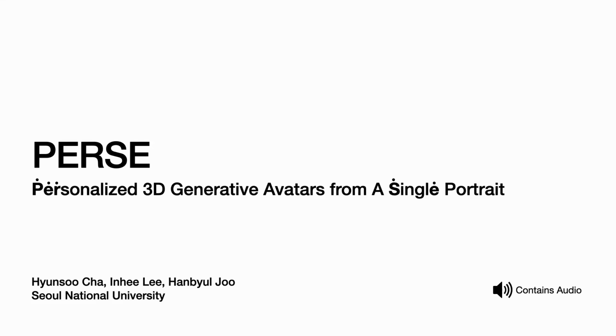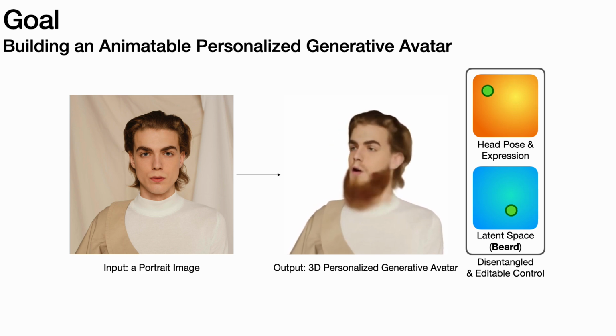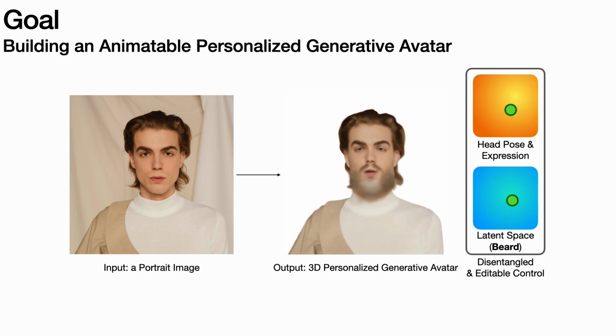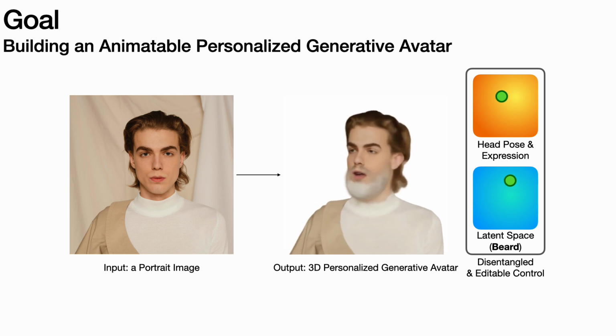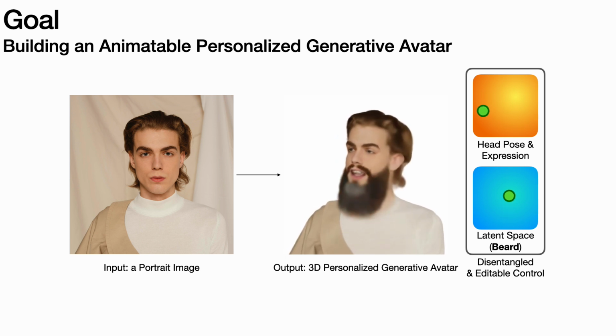We present PERSE, a method for building an animatable personalized generative avatar from a reference portrait. We introduce the goal of PERSE. Given a single reference portrait image, our method generates an animatable 3D personalized avatar. The avatar offers disentangled and editable control over facial attributes. This approach enables precise customization while maintaining the identity.